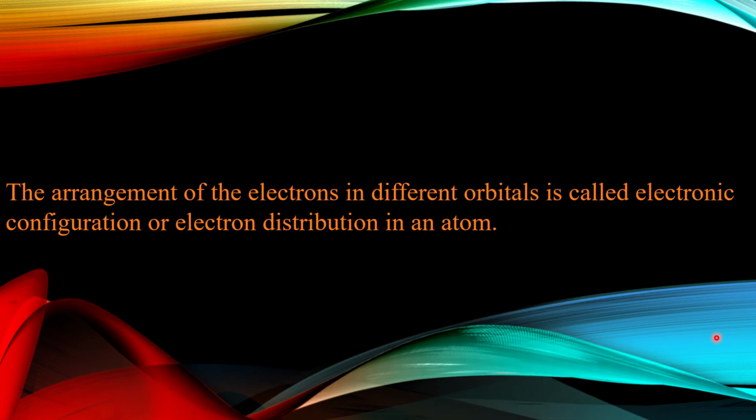That means in this class we will learn the electronic configuration in a different way. The arrangement of the electrons in different orbitals is called electronic configuration or electron distribution in an atom. So to do this electronic configuration, at first we have to know about orbital.